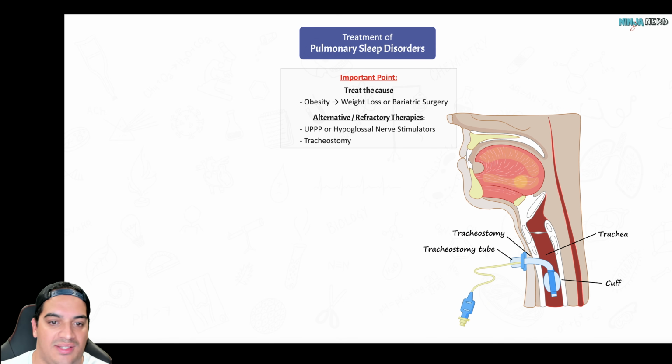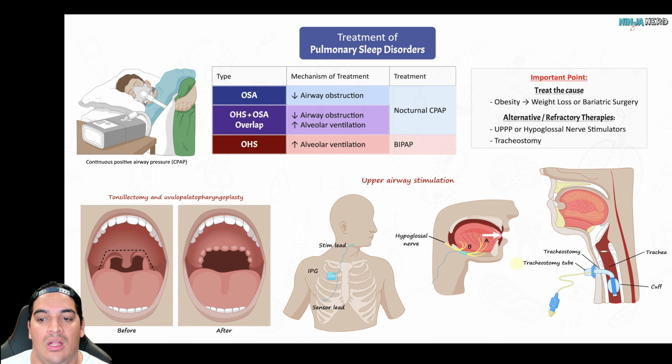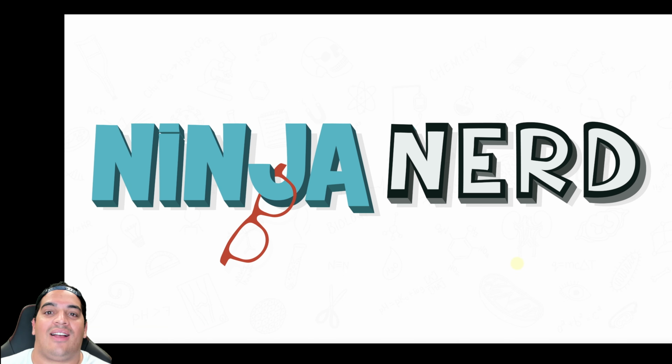The last particular thing is if you've had a patient who you've tried weight loss, they've tried bariatric surgery, they've done CPAP, they've tried the things that you could correct like the UPPP, or if they felt potentially able to, hypoglossal nerve stimulators, and they failed all of those things and they really need to secure their airway, sometimes you can do a tracheostomy, but this is in the most severe or refractory cases. And that covers the treatment of pulmonary sleep disorders, my friends. And that covers this case and this whole discussion on them.